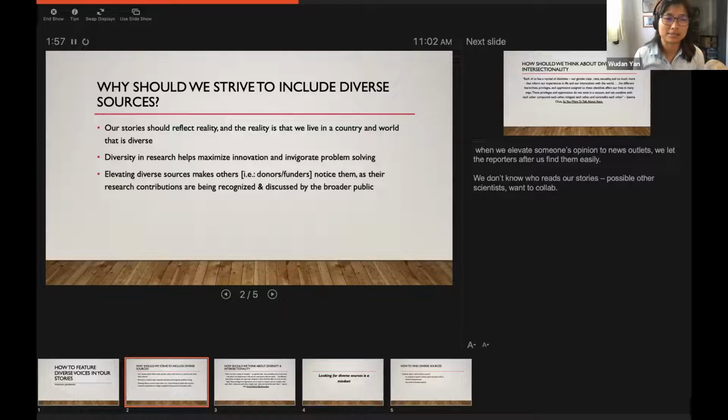And somebody raised the point that elevating diverse sources in news outlets makes others, whether it's donors or funders, notice them, and just making their research contributions recognized and elevated to public discourse is also really important, so other people can possibly find them. I mean, I have no idea who reads my stories. It's possible that there are researchers looking for collaborators. And if there's a way for them to work with somebody else at a different institute working on adjacent research, that can be fruitful in that way.